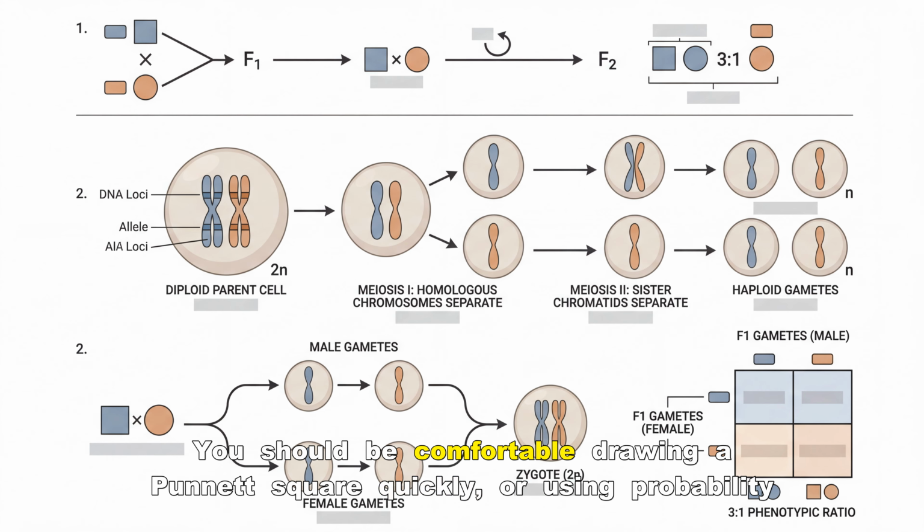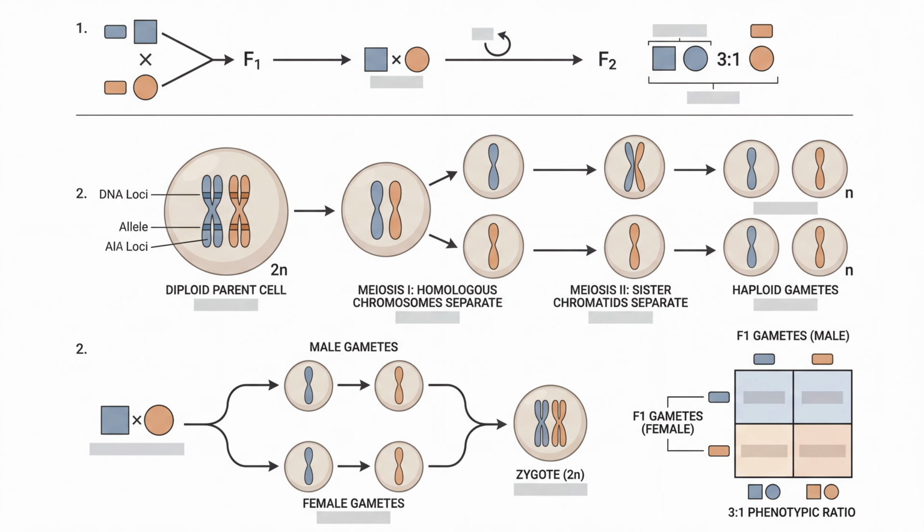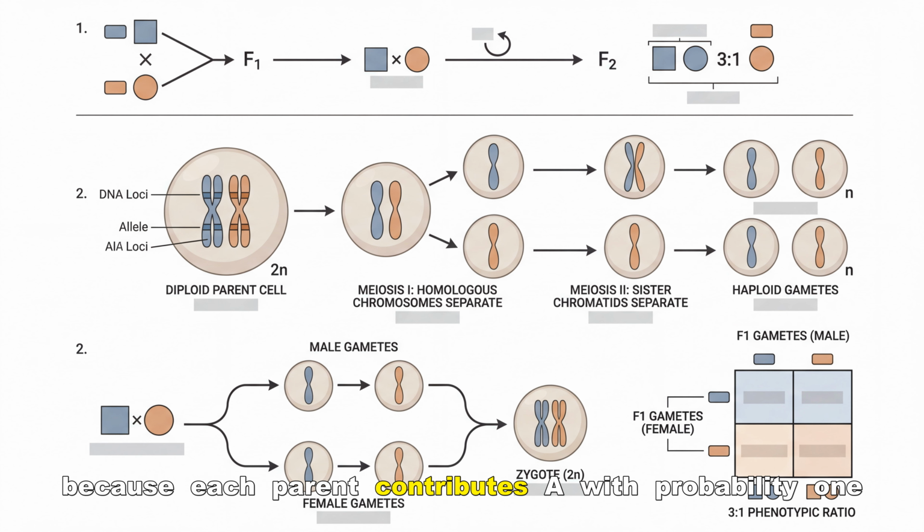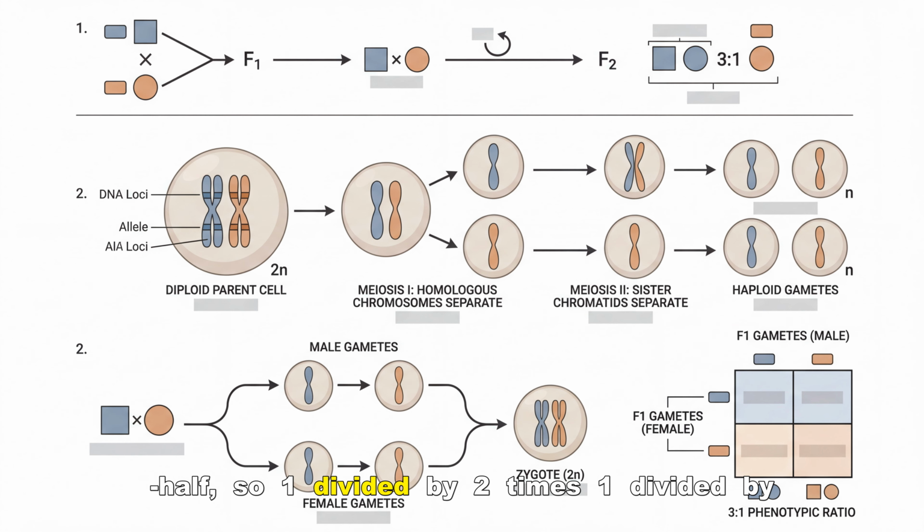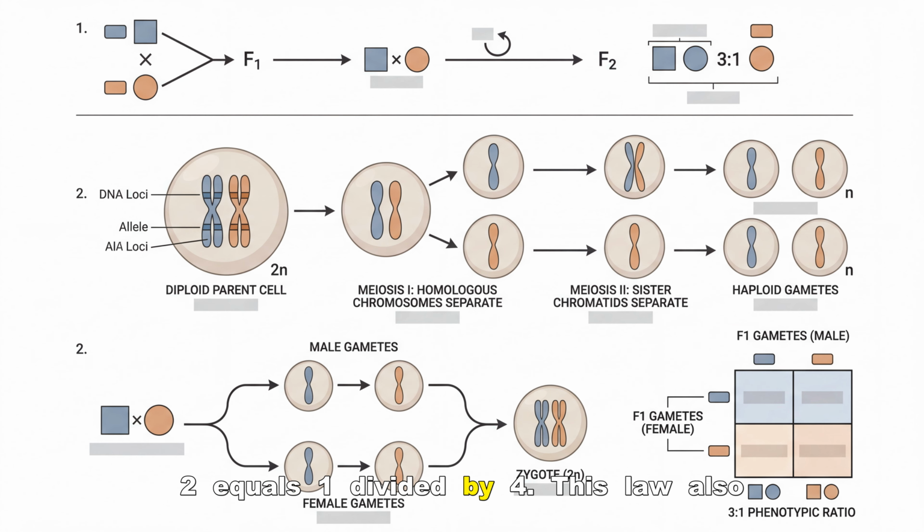You should be comfortable drawing a Punnett square quickly or using probability rules. The chance of aa is 1/4 because each parent contributes a with probability 1/2. So 1 divided by 2 times 1 divided by 2 equals 1 divided by 4.